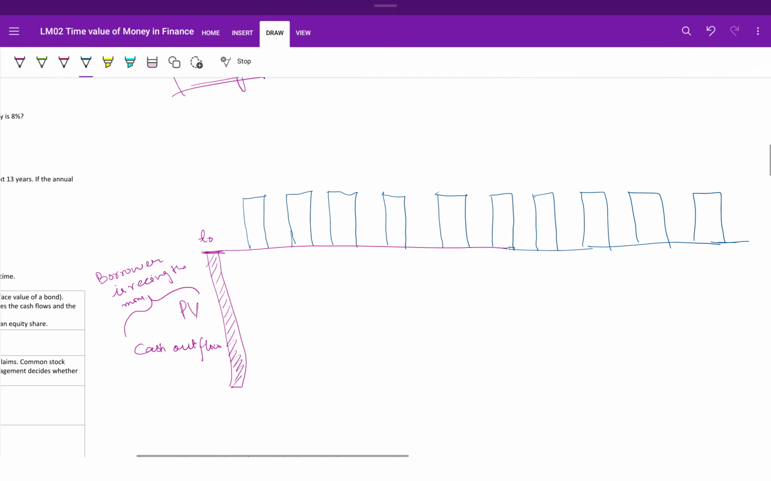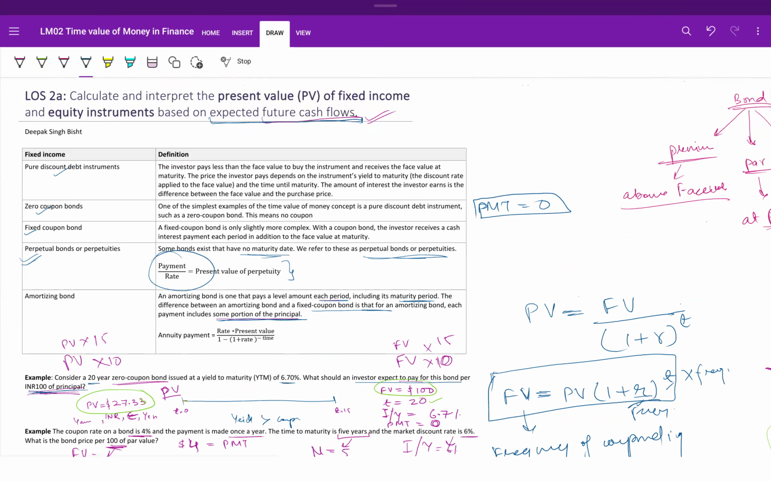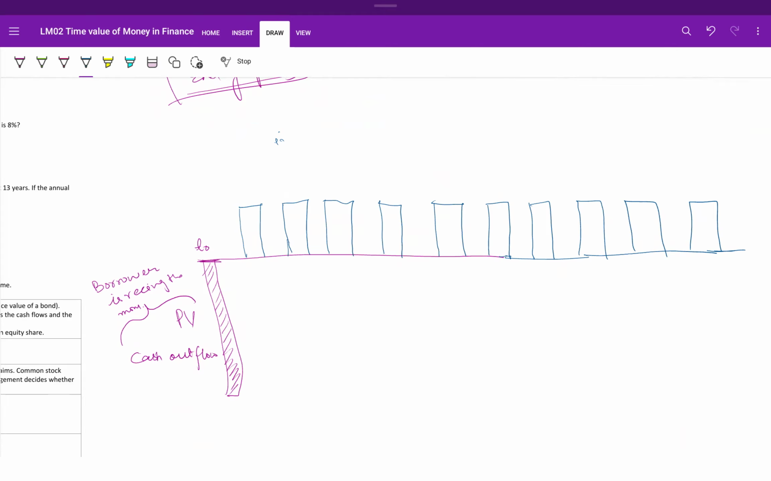The definition includes some portion of the principal. When we talk about a bond, there is going to be interest, there is going to be yield, there is going to be time, there is going to be principal. There is going to be future value, there is going to be present value. Now understand this. There is going to be PMT also. Of all the five factors, four are given. We need four to calculate the last one. Then we only will be able to calculate one.